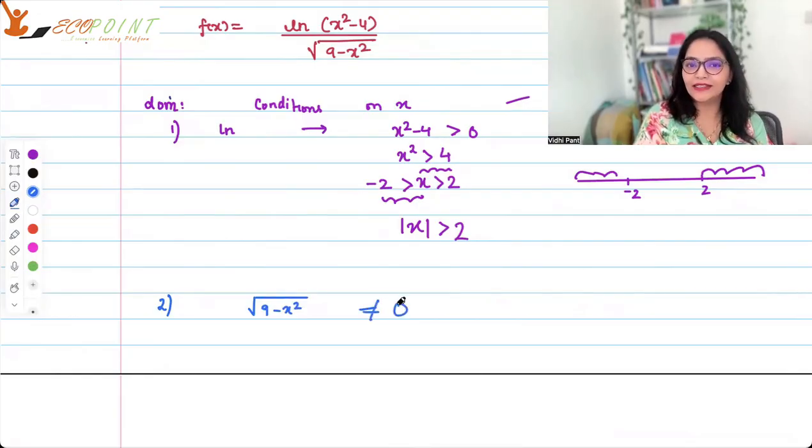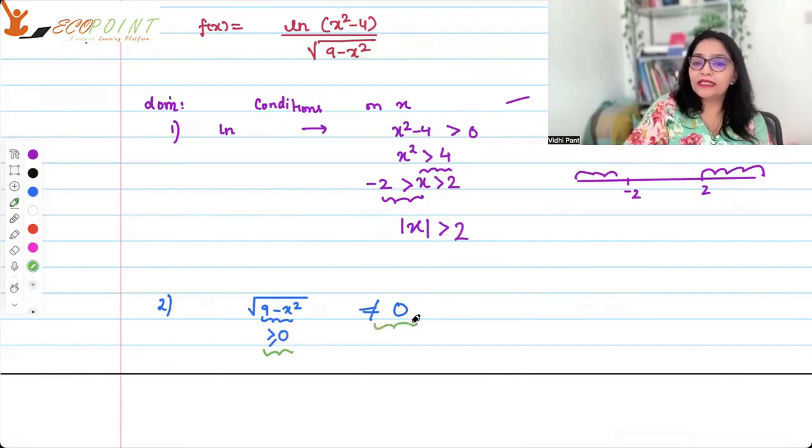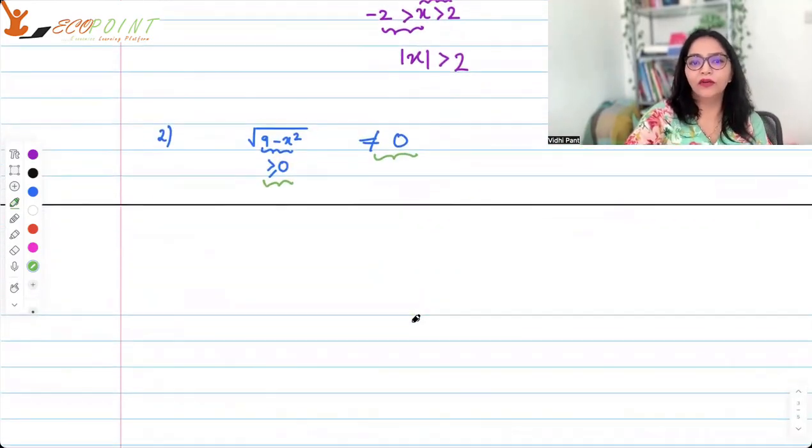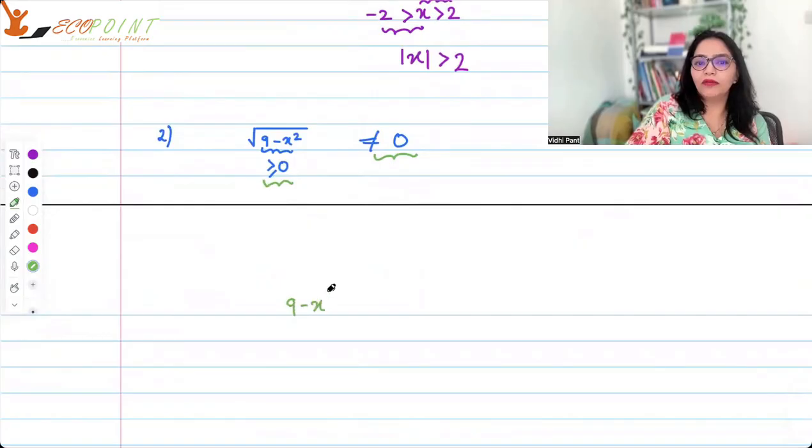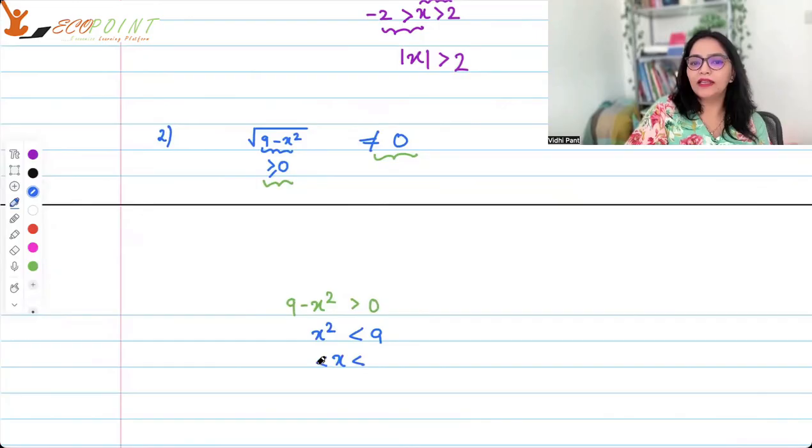Along with that, in the denominator you have a square root, and x is inside the square root. Whatever is in the square root has to be greater than or equal to 0. But since the square root cannot be equal to 0 in the denominator, the condition turns out to be that 9 minus x square has to be strictly greater than 0. Well, 9 minus x square strictly greater than 0 means x square is strictly less than 9. And this means that x is between minus 3 and 3.